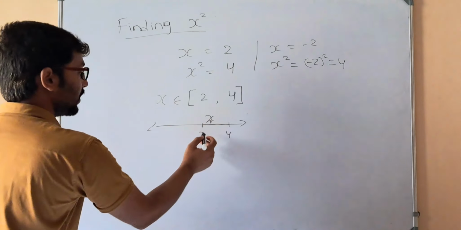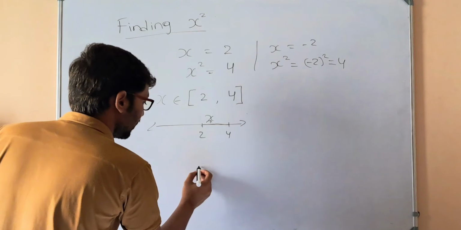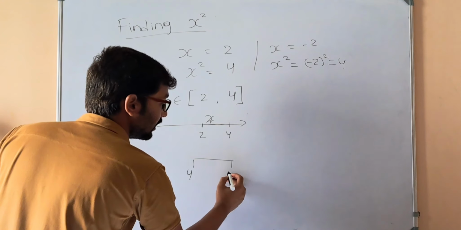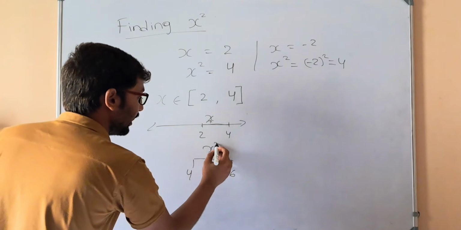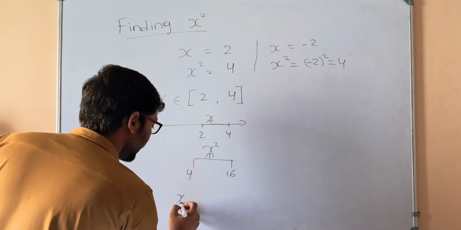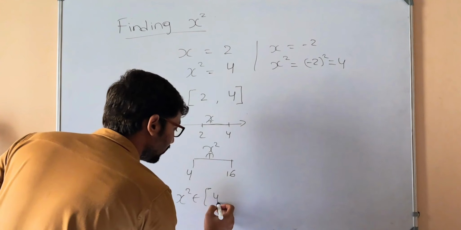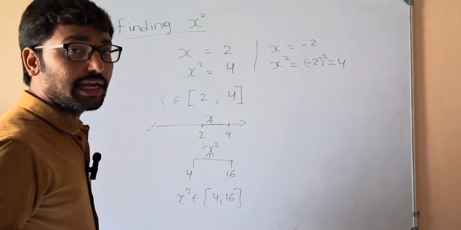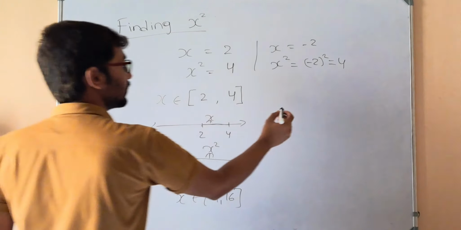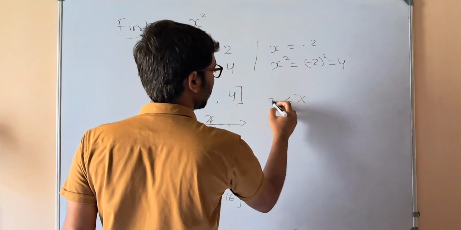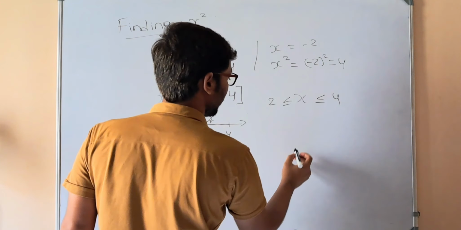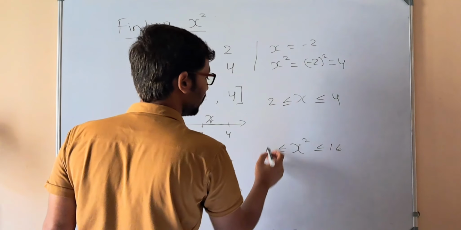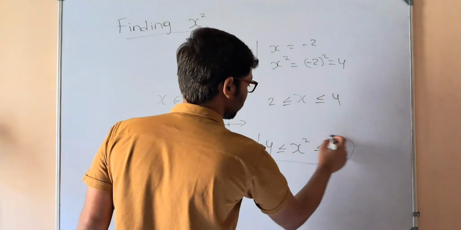Now if I square here, 2 square is 4 and 4 square is 16. So x square will belong to 4 to 16. If I want to write it in inequalities: 2 is less than or equal to x, which is less than or equal to 4, so x square is between 4 and 16, that is 4 is less than or equal to x square, less than or equal to 16.